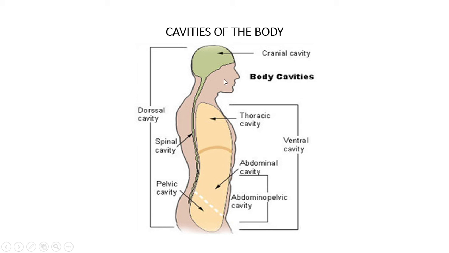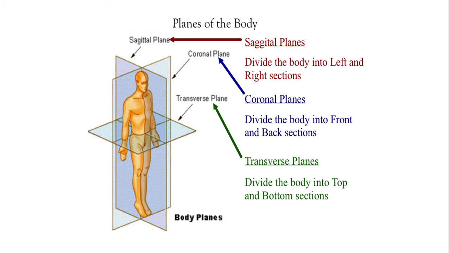Then here we have the buccal cavity, which houses teeth, tongue, gums, etc. Here we have the thoracic cavity, which houses lungs, heart, trachea, etc. Here is the abdominal cavity, which houses liver, stomach, pancreas, etc. And here we have the pelvic cavity, which houses reproductive organs, urinary bladder, rectum, etc.